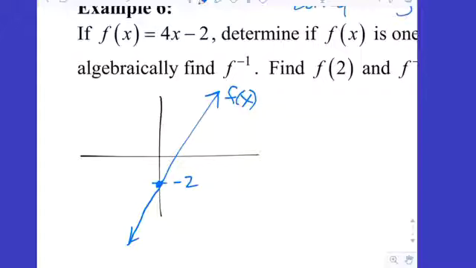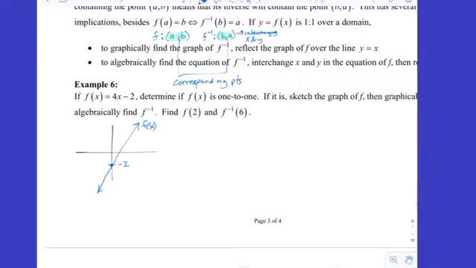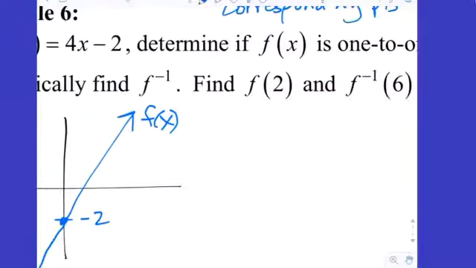Does a linear function pass the horizontal line test? Yeah, if it's a slanted line. If it's a horizontal line, no, then it fails about as bad as you can. But this is a slanted line, so it passes. So what we want to do then is find f inverse algebraically.